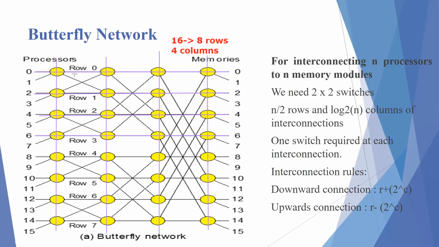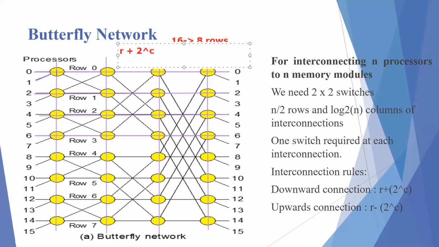So at the input, we will have processor 0 and 1, and at the output, how to interconnect depends upon a formula actually. So when it is a down connection, it has to be R plus 2 raised to the power column, right? And whenever it has to be an upwards connection, for the cross it has to be a minus here. So let's see how it interconnects, right?